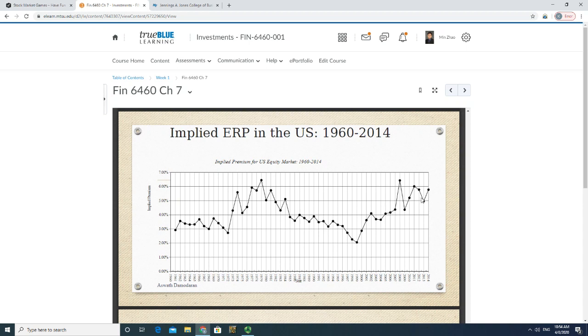Remember, in this time period, we went through one of the worst recessions in U.S. economic history in 2007 and 2008, and the market actually recovered from the most recent financial crisis until 2020.